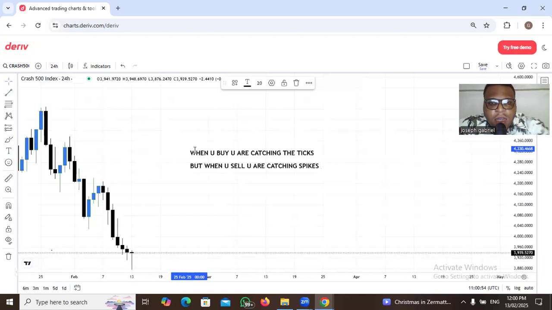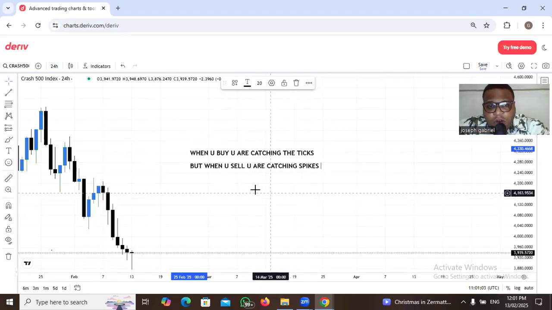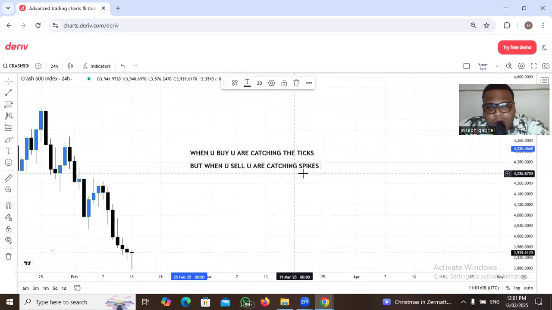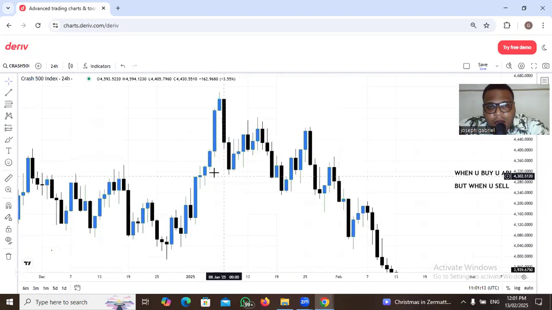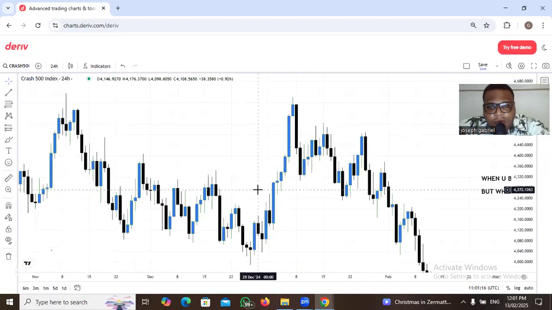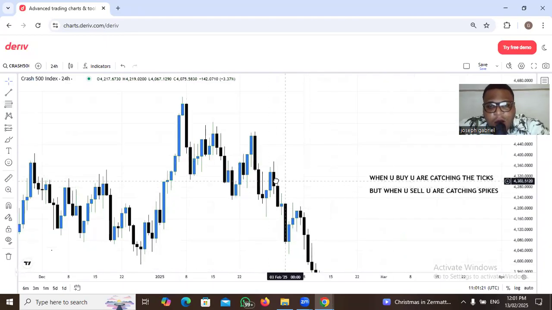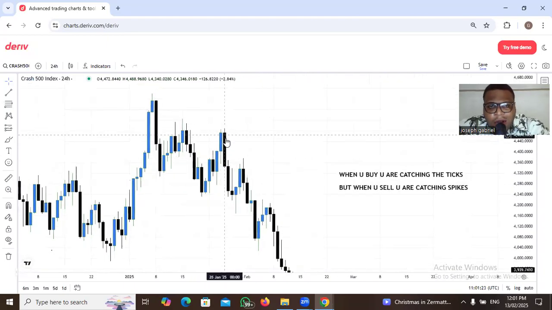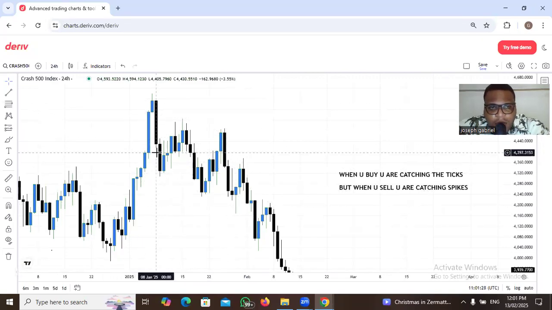Okay, so I hope this is clear. Remember, I said for the booms, when you buy, you are catching spikes, but when you sell, you are taking the ticks. But in the case of the crash, when you buy, you are catching the ticks, but when you sell, you are catching the spikes. Now, if you look at this, this is crash 500. All crash assets, the crash means it is spiking down.